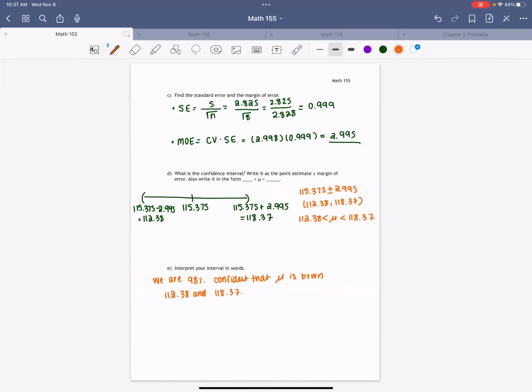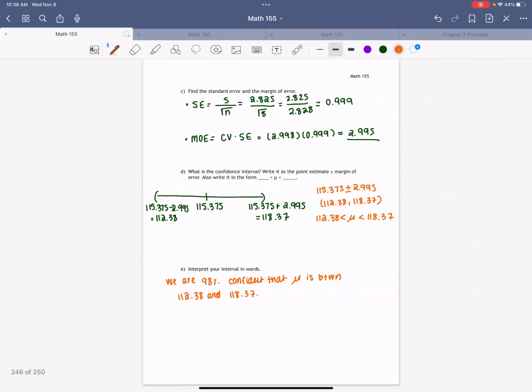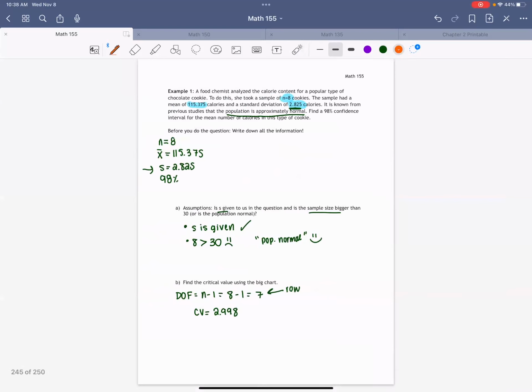All right, any questions on this example? Alrighty, then I honestly don't think we have enough time to do the next one because we have a quiz review to do. So how about this? We're gonna end here.